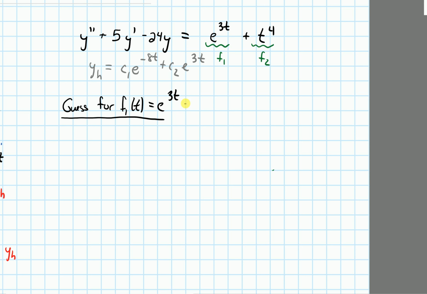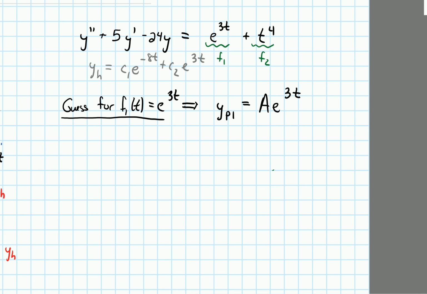So for e to the 3t, the guess that we'd make, I'm going to call this y sub p1 because I'm going to need another particular solution for the function f2. So that's why I'm going to call this y sub p1. So when we have an exponential function like this, I would guess something of the form a times e to the 3t, where a is some undetermined coefficient.